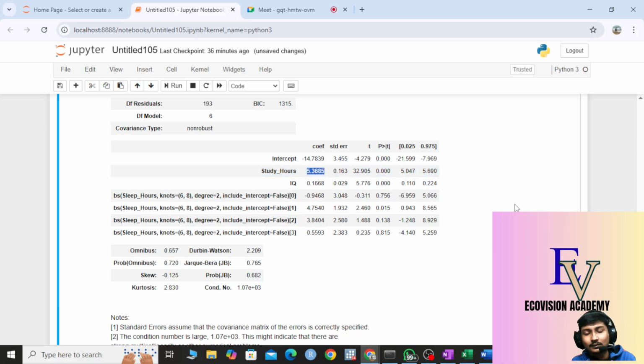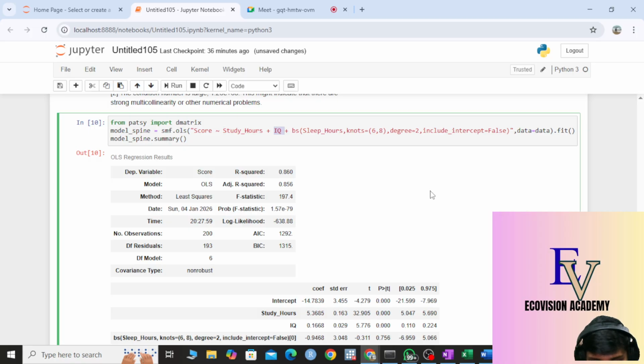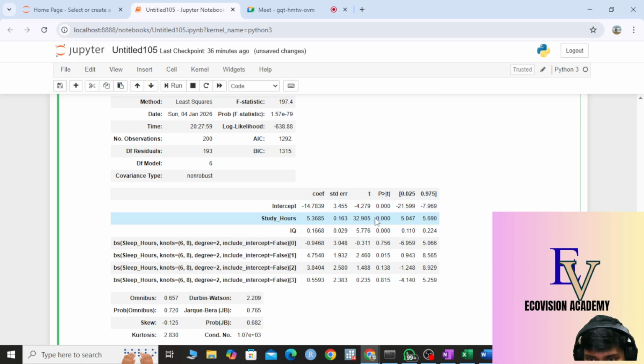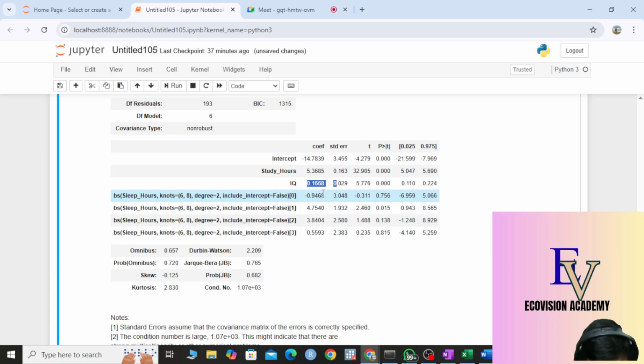5.3685. So what does it mean? It means that if study hours increases, scores also increase. Fine. IQ also increases. Have I applied spline to IQ? No. So IQ is significant, and the value of the IQ coefficient is 0.1668. So if IQ increases, score also increases. Now here comes the sleep hours.